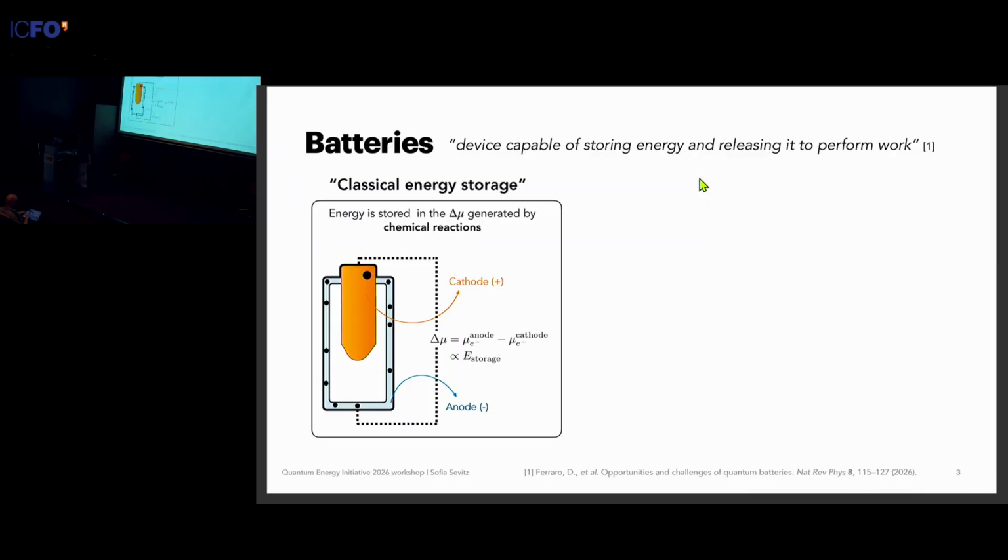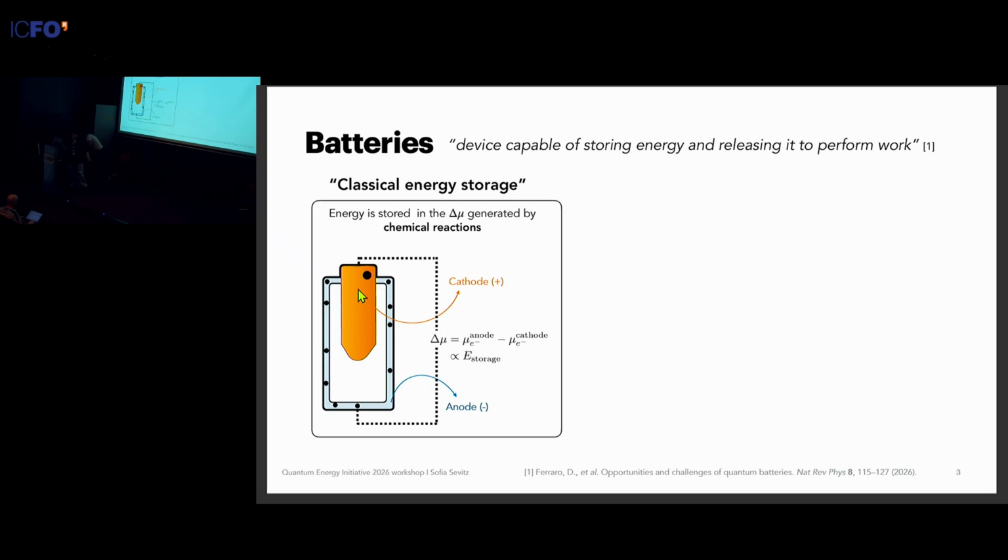Okay, so to begin, I'm going to be talking about batteries. Although we heard a lot of things about batteries, let me first define what I consider a battery. I consider a battery a device that is capable of storing energy and releasing it to perform some kind of work. If we go to the classical regime, we all know what a battery looks like. I've never opened a battery myself, but I did a quick Google search and checked what it was. A battery, as we know it, is composed of an anode, which has an excess of electrons, and a cathode that has a lack of electrons.